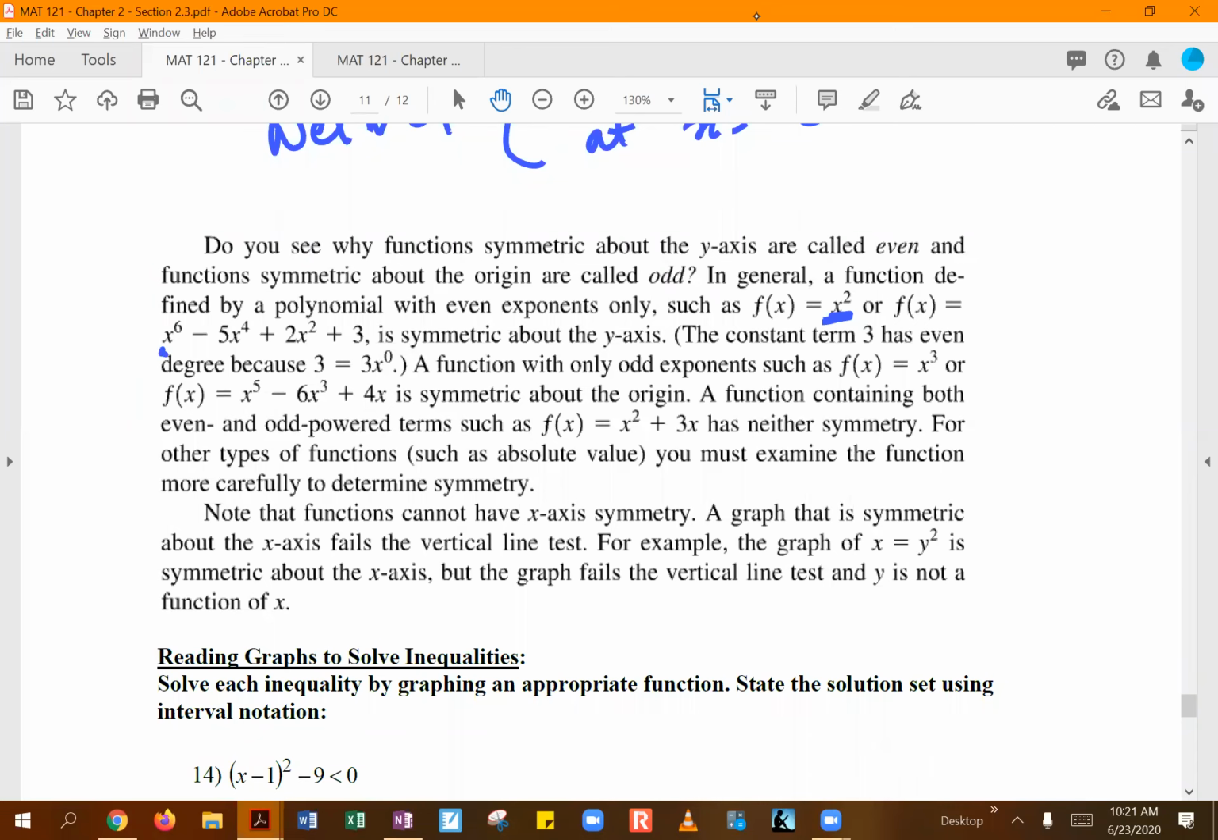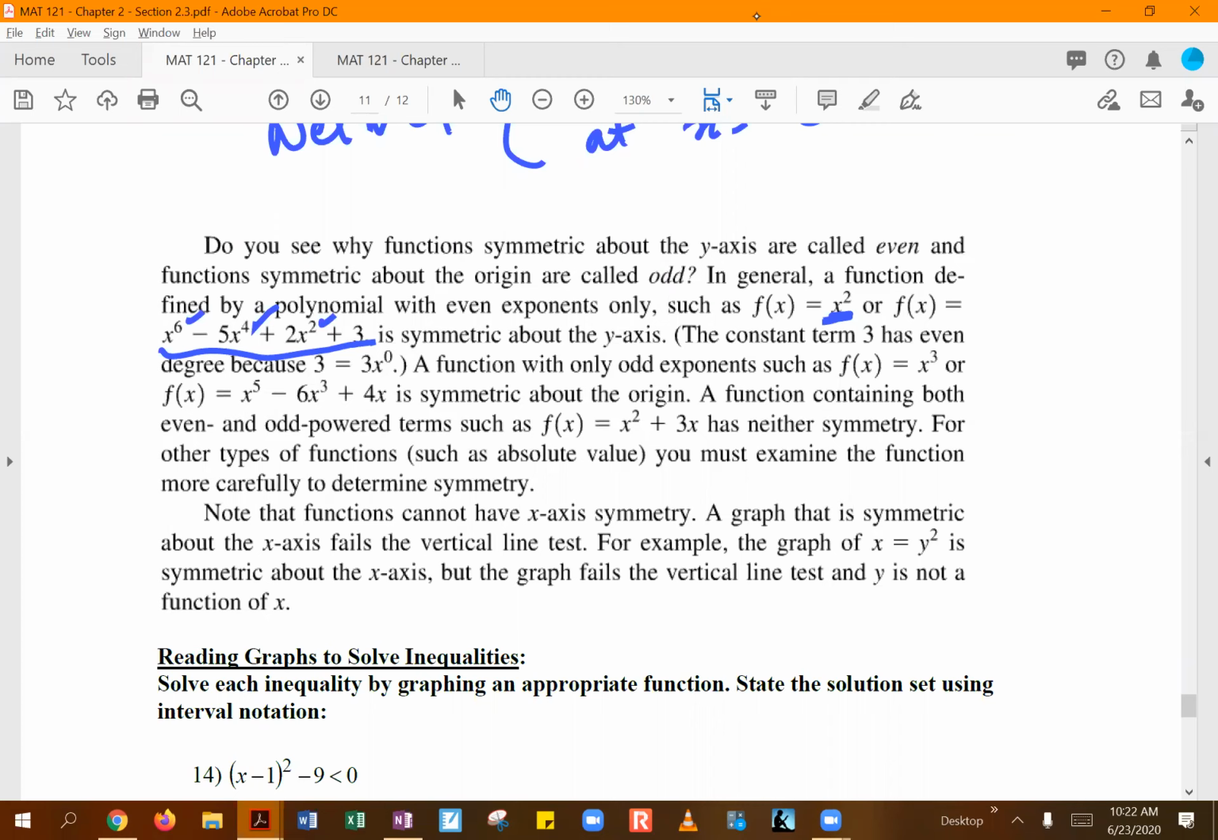Or you can have a function something like this over here, where you have x to the 6th power, which is an even number. In the second term, you have x to the 4th power, which is also an even number. X to the 2nd power, which is an even number. And this is kind of neat.